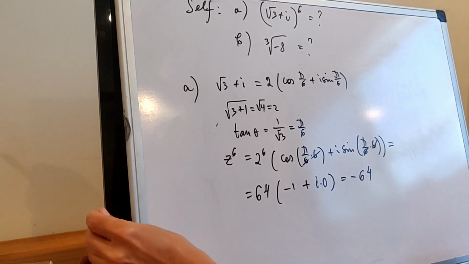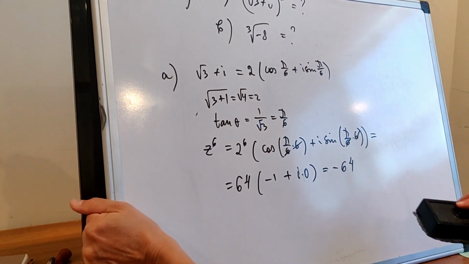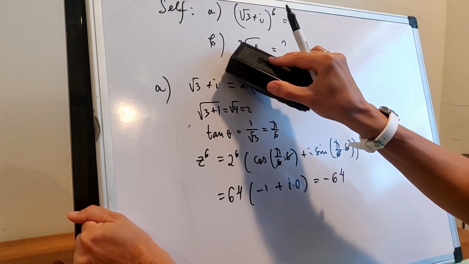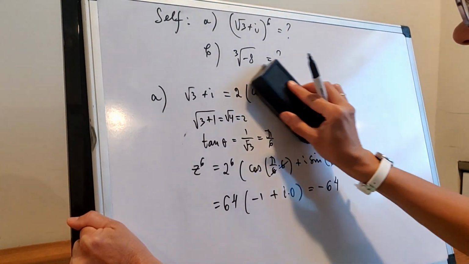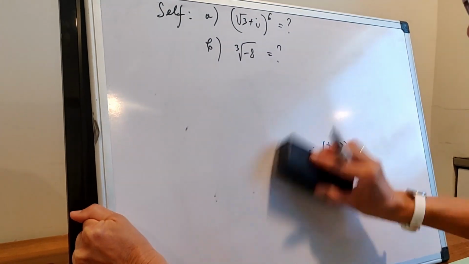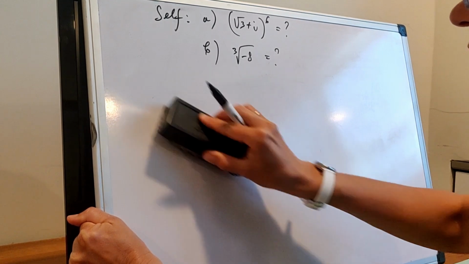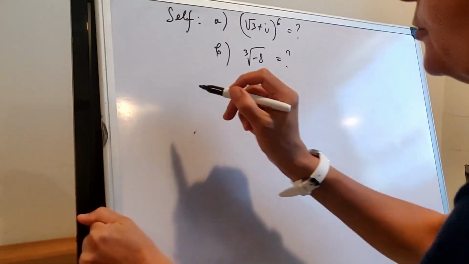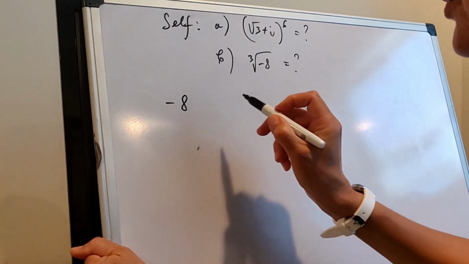Question B. Question B is going to be longer. Extraction of the root is always longer, because how many roots are we going to have? 3. I'm erasing question A and moving to question B. So what is negative 8 in polar form?